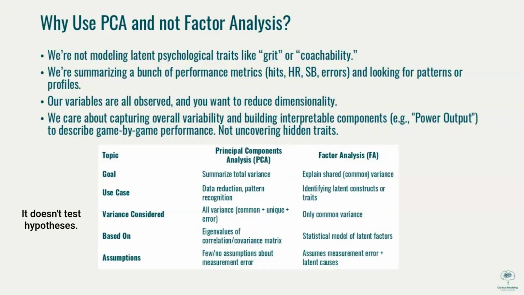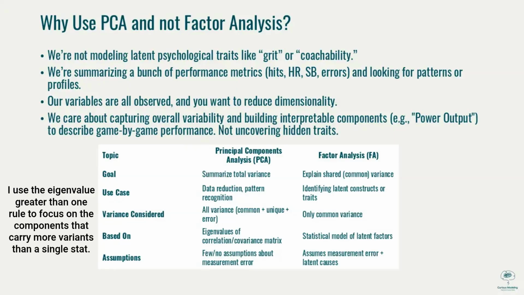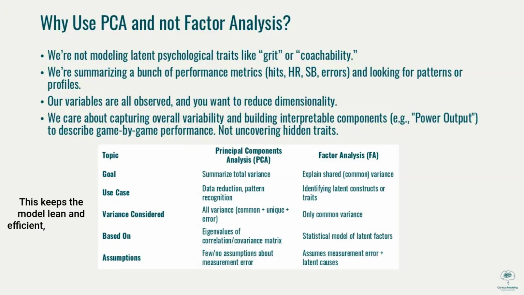It doesn't test hypotheses. It helps you uncover structure you didn't know was there. I choose principal components because I'm working with observed variables, not trying to infer latent traits like mental toughness. I use the eigenvalue greater than 1 rule to focus on the components that carry more variance than a single stat. This keeps the model lean and efficient. And I apply a Varimax rotation to simplify interpretation. I want each stat to tell me which component it belongs to. Ideally, one strong relationship, not 5 messy ones.